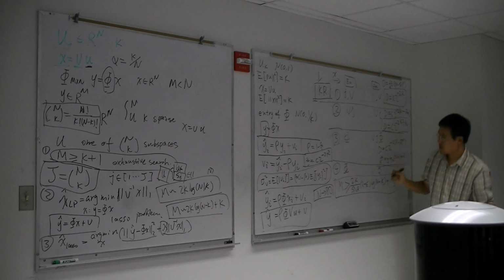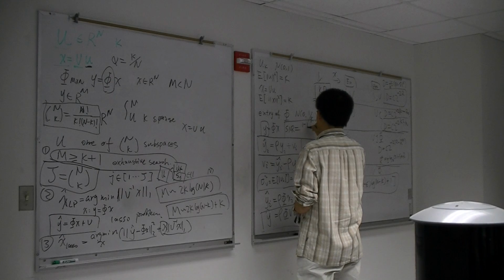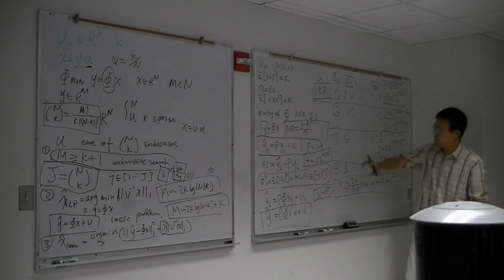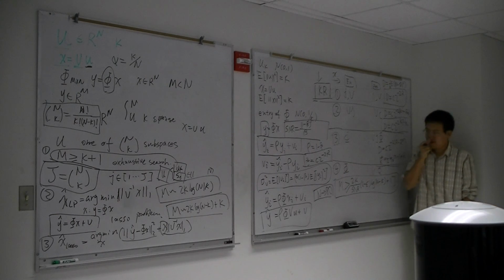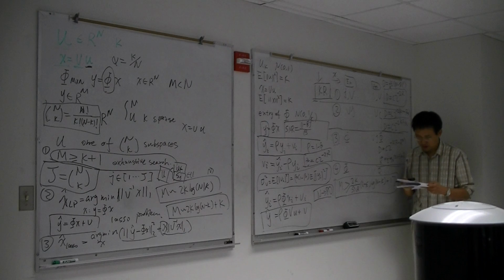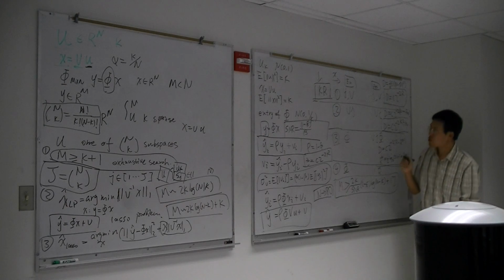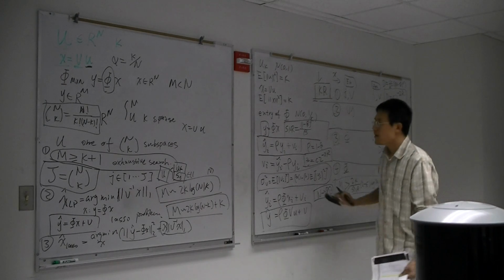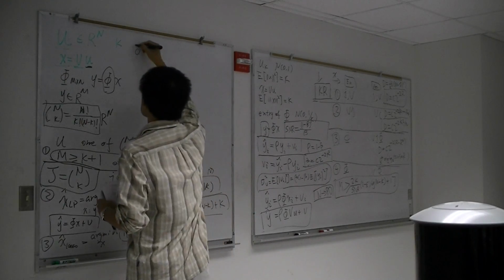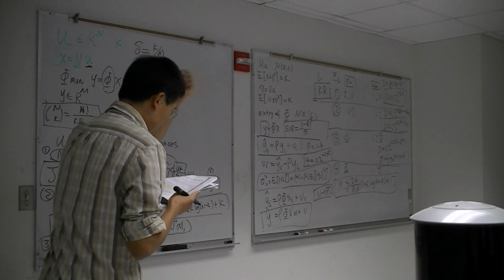Here SNR is equal to this. Beta is equal to this, and we can plug beta into SNR. Another thing, we introduce a new notation here, K over N, which represents the measurement ratio.